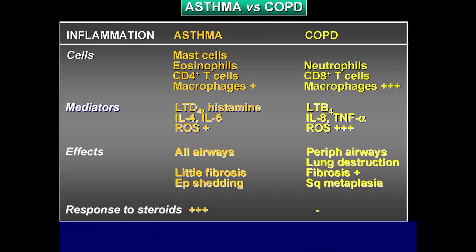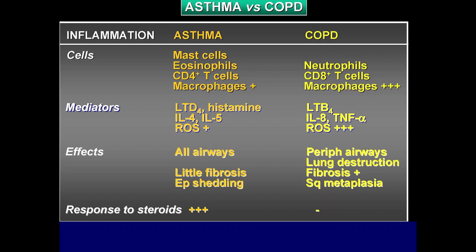Here we can see the difference between the inflammation in asthma and COPD. The inflammatory cells in asthma are usually eosinophils, mast cells, CD4 T cells, and few macrophages, while in COPD, it is predominantly neutrophilic, and there are CD8 T cells, and the macrophages are prominent. The mediators in asthma are leukotriene D4, histamine, interleukin-4, interleukin-5, and very little reactive oxygen species. While in COPD, leukotriene B4, interleukin-8, TNF-alpha, and an excess of reactive oxygen species.